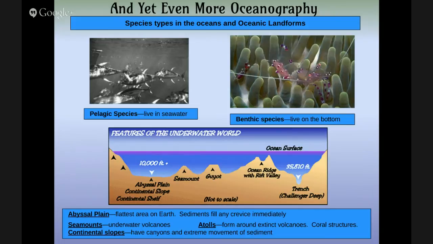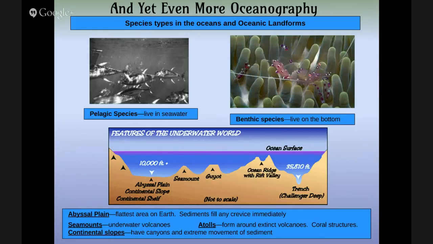And we have trenches. Trenches are formed at convergent plate boundaries. So trenches are the deepest parts of the entire ocean. And abyssal plains are the flattest areas on Earth. Sediments fill any crevice immediately. Seamounts are underwater volcanoes. Continental slopes have canyons and extreme movement of sediment.